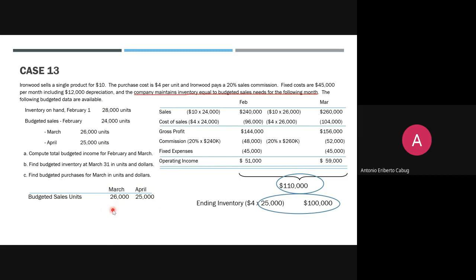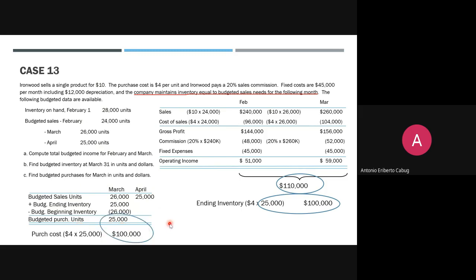So, we want to maintain an ending inventory equivalent to next month's sales. The ending merchandise inventory is 25,000, 100% of the sales of the following month. Yun yung requirement. And then by February, dapat na maintain yung 26K ni March. By March, ma-maintain yung para kay April, 25K. So beginning inventory of March should also be 26K. 26 plus 25 minus 26K, our budgeted purchase units. It's a merchandise stock. The budgeted purchase units is also 25,000 units. It costs $4 each. So the answer is also 25,000 and 100,000 respectively. Okay? 25,000, nagkataon, yun din yung sagot. So that is the correct answer.